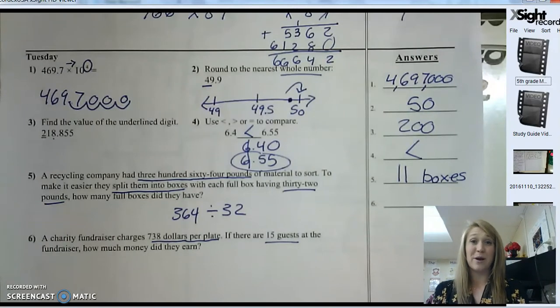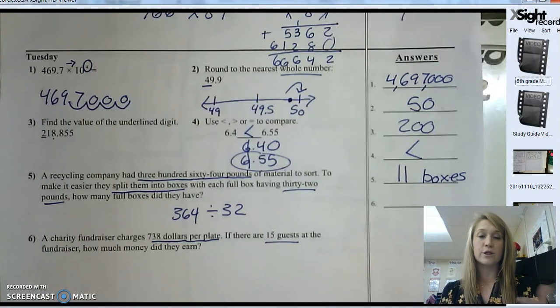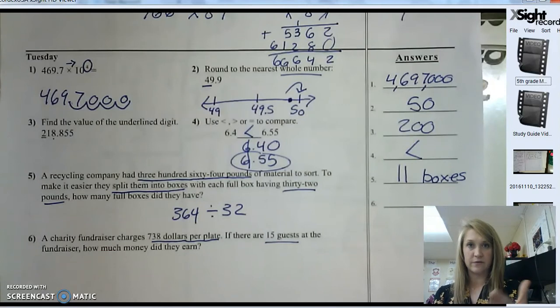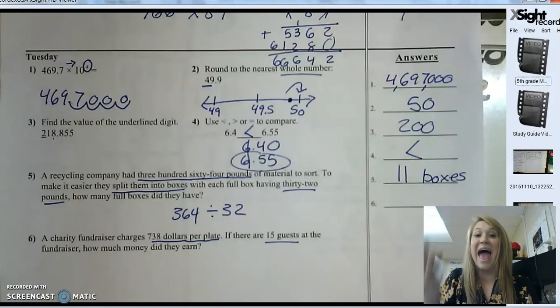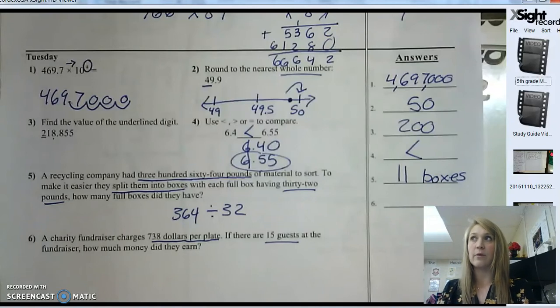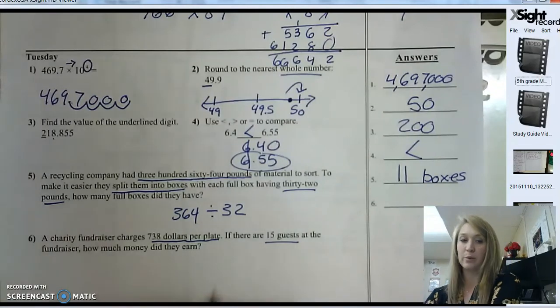Well, every person's going to want a plate of food, right? So that means that each person, 15 people, are going to get a plate. So that's 15 plates. If every plate costs $738, well, let's see, the first plate would be $738. Then to get the second plate, I would have to add $738. And then the third plate would add $738. So this is a repeated addition problem. This is a multiplication problem.